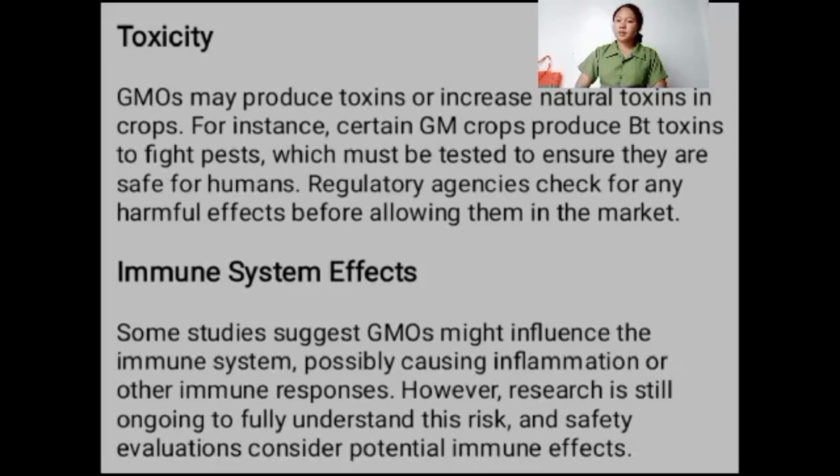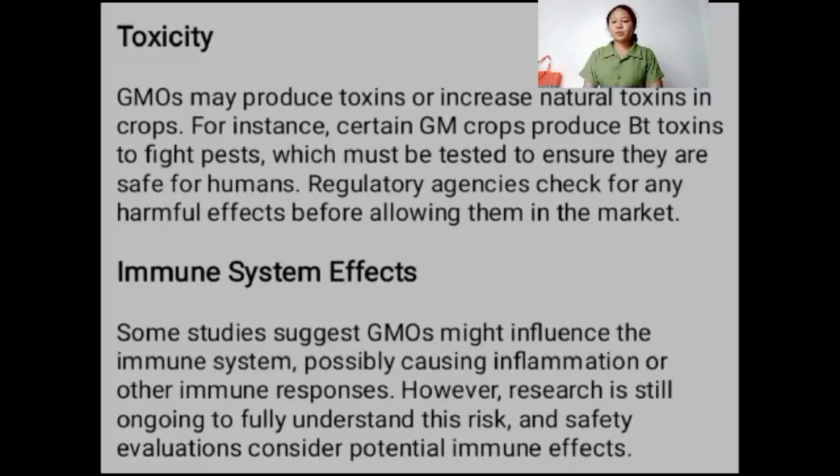Next is toxicity. Some GM crops are made to produce substances that kill insects, like Bt toxin. The concern is whether these substances could also harm humans. Before approval, these crops go through many safety tests to make sure that they are not toxic to people. So before releasing the product or the crops, they make a test to make sure that these crops will not be harmful to humans.